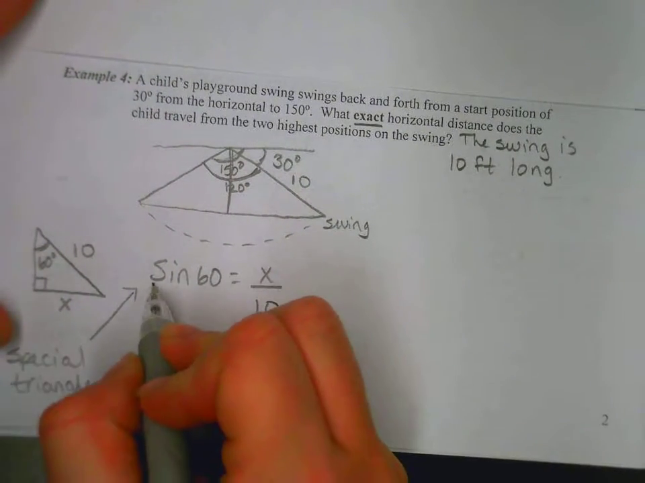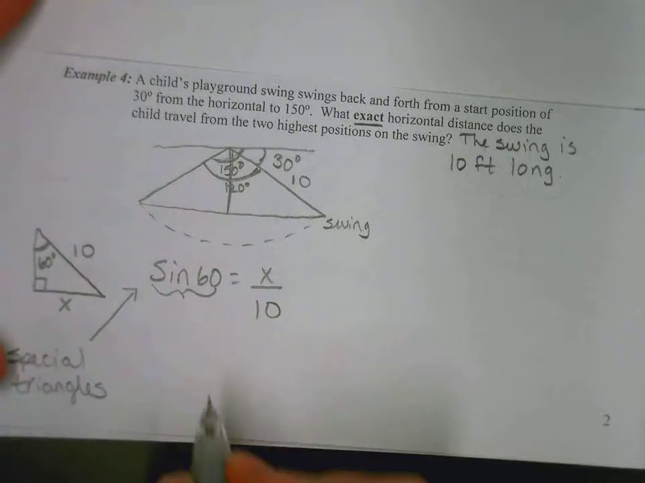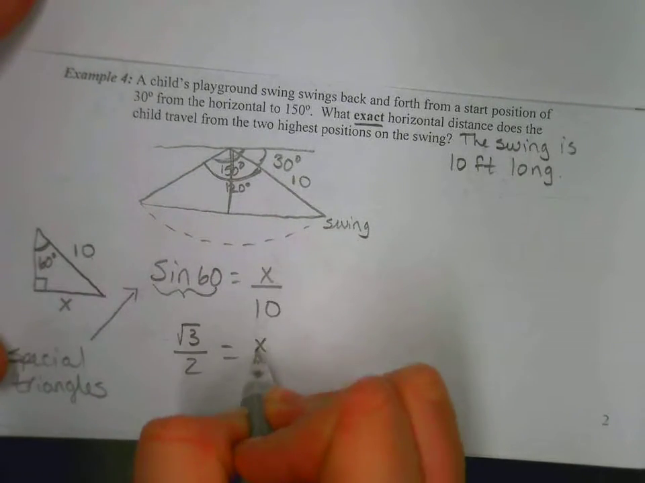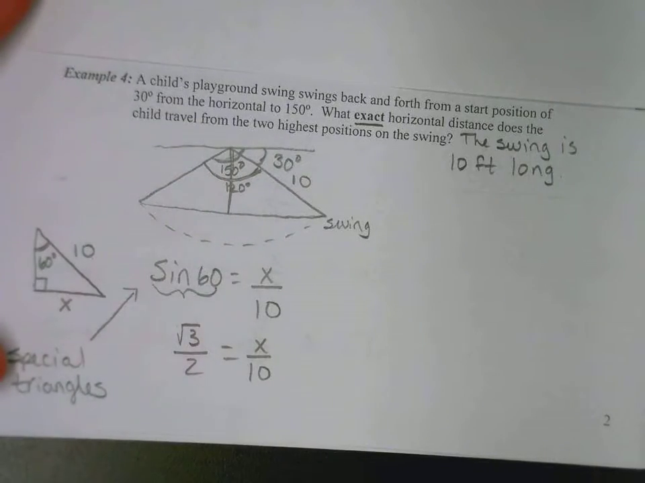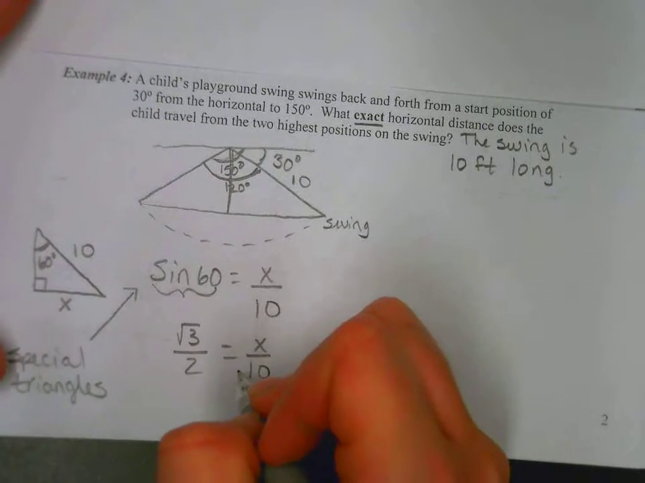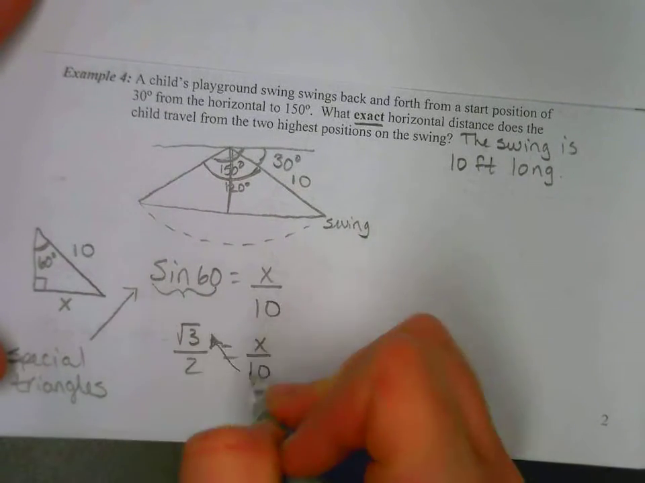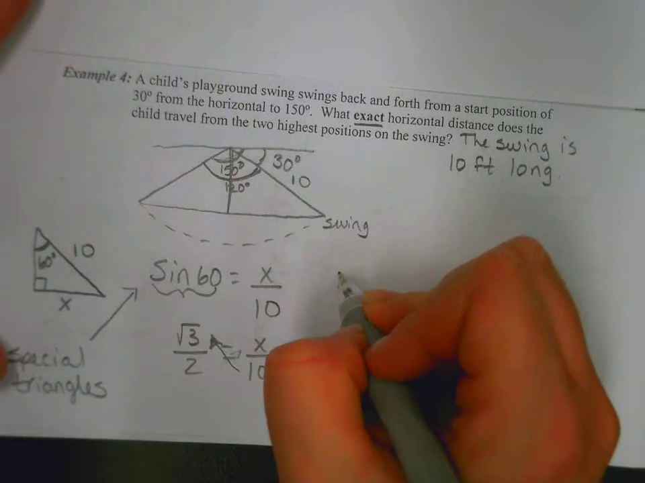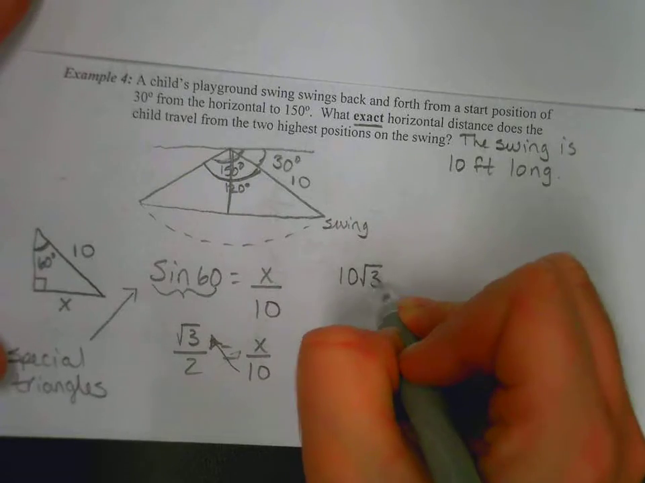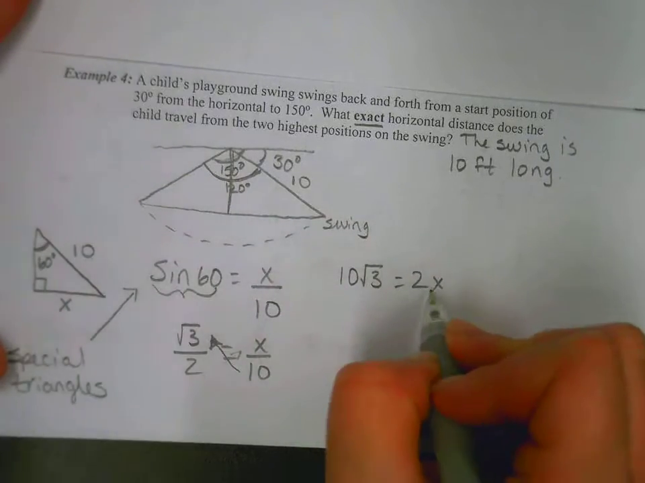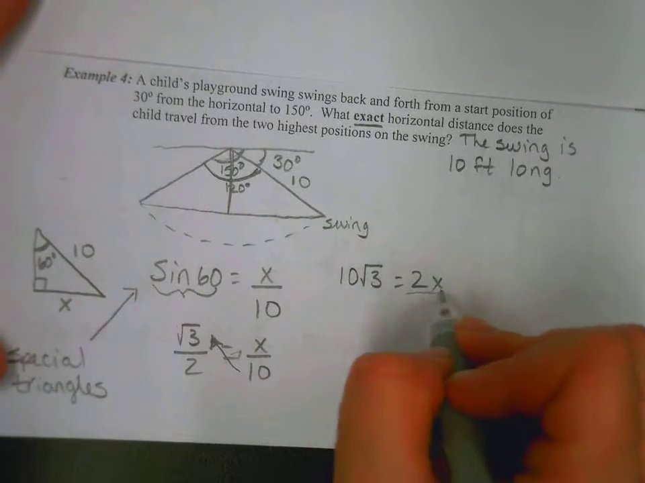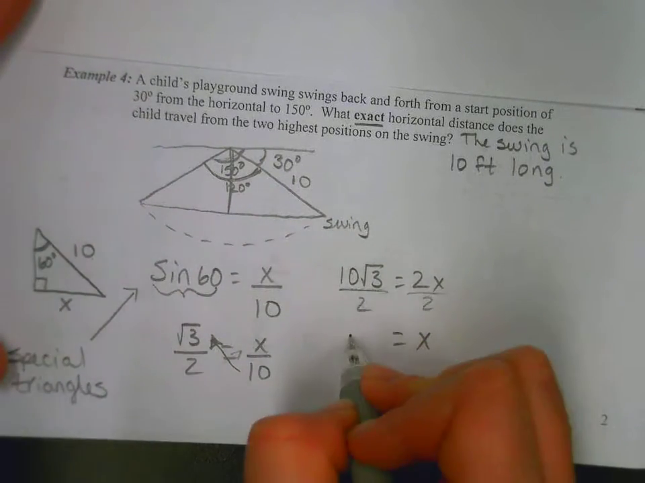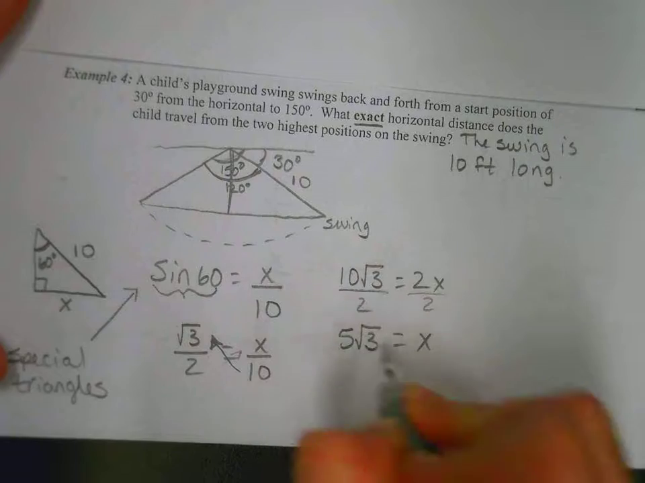So I am going to replace sine of 60 with an exact value of root 3 over 2 is equal to x over 10. Now to solve for x, I'm simply going to cross multiply 10 times root 3, 2 times x. So this becomes 10 root 3 is equal to 2x. And then I'm going to divide both sides by 2 to get my answer. So 10 divided by 2 leaves me with 5 root 3.